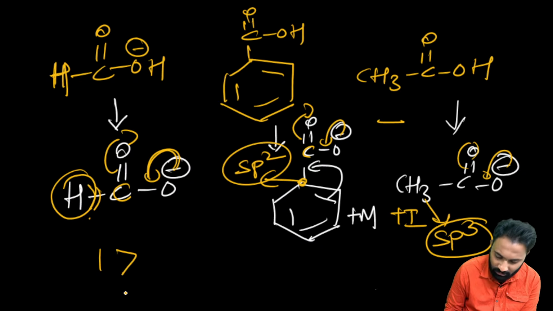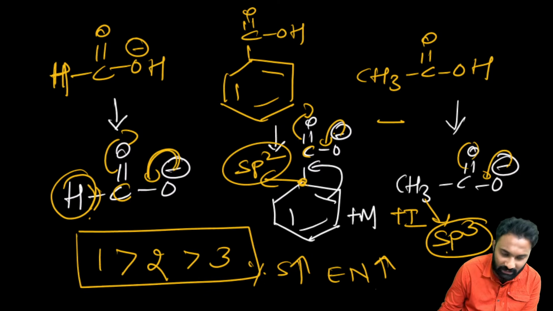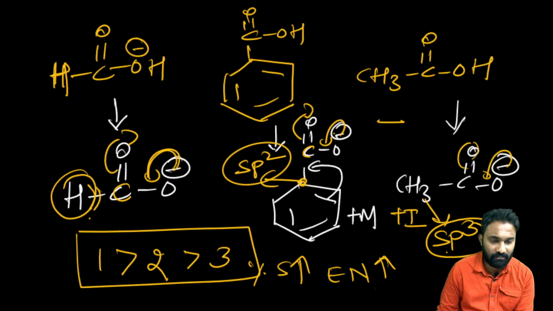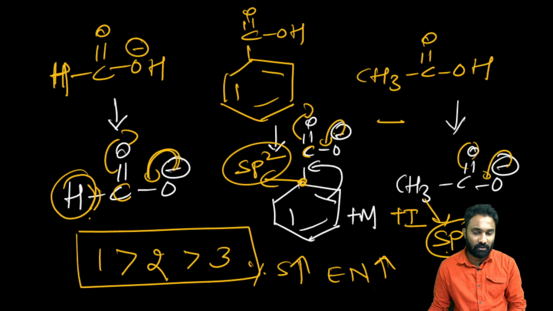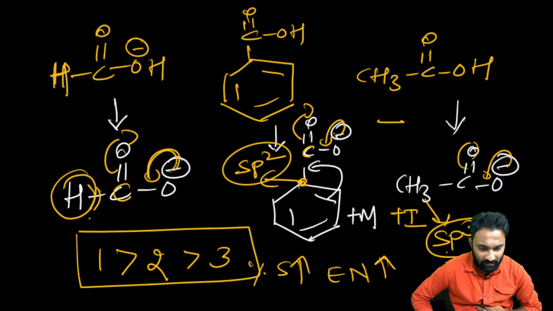Then among the two, one is attached to the sp2 carbon and the other to the sp3 carbon. We know that as percentage s character increases, electronegativity increases. In sp2 the electronegativity will be more and it will be stabilized very fast. Here the sp3 carbon has less percentage s character and less electronegativity. So the acidic strength order will be 1 greater than 2 greater than 3. In this manner you have to cross check. Clear?